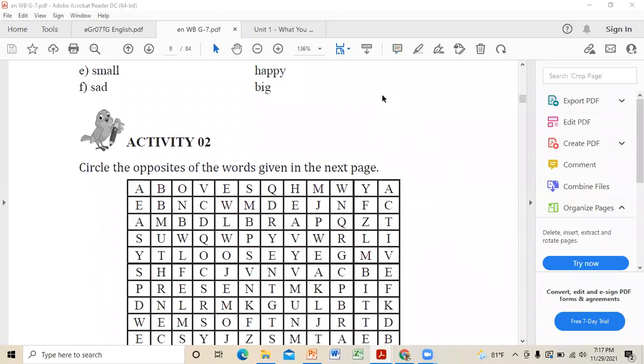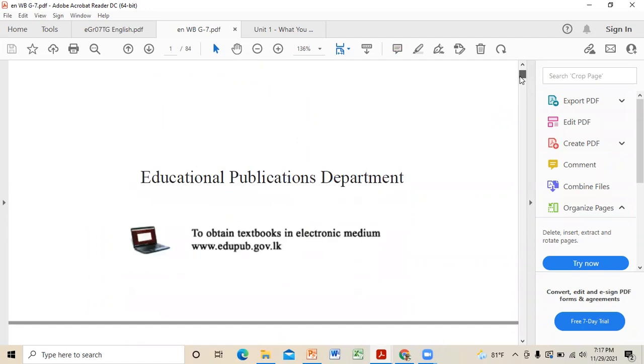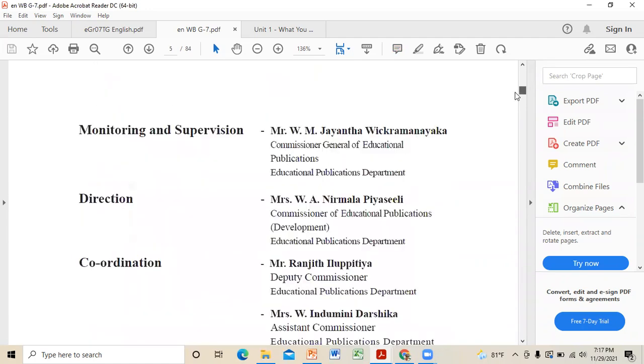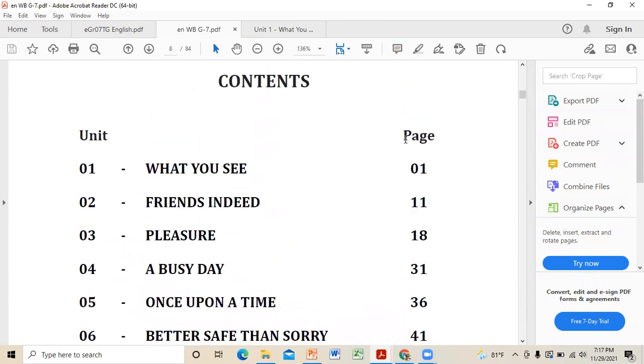Okay, so in our lessons, we are going to use the grade 7 workbook and the grade 7 activity book, right? I hope you have something similar to this. So this is the workbook for grade 7, right? These are the lessons or the units we are going to learn.